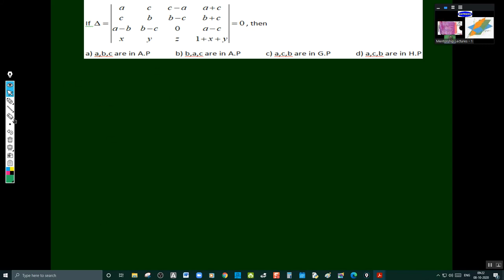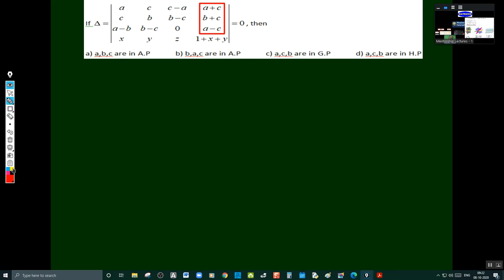So let us try to make these zeros, if possible. It is given to be 0, and you have to answer questions like this. Options: A, B, C are in AP, B, A, C are in AP, C, A, B are in GP, A, C, B are in HP, like that.